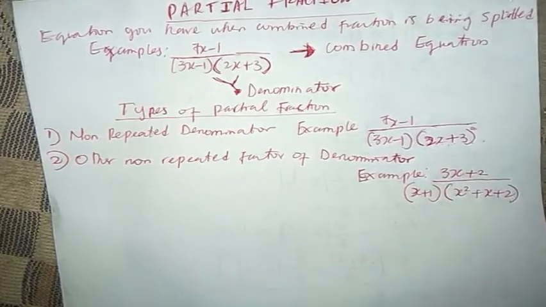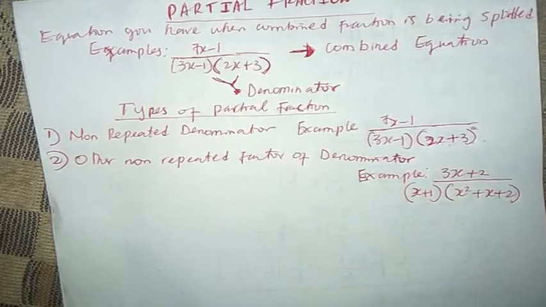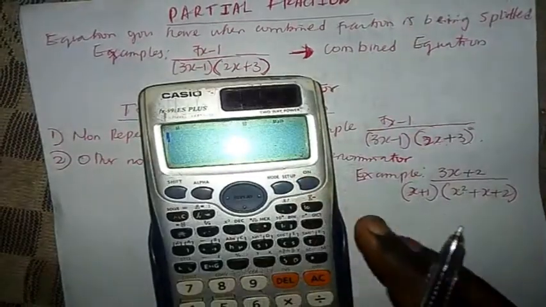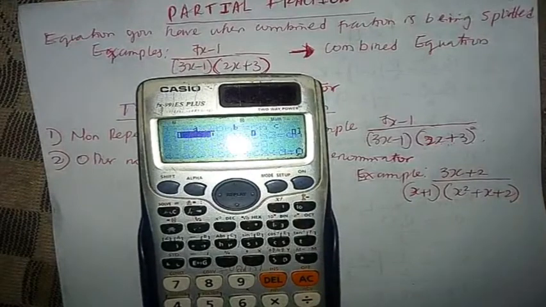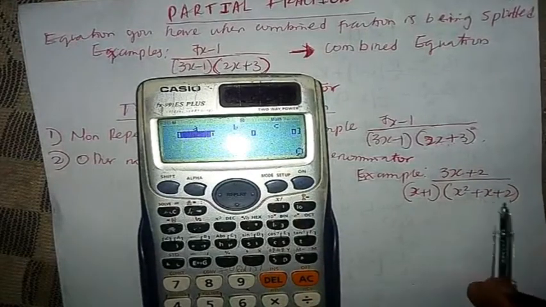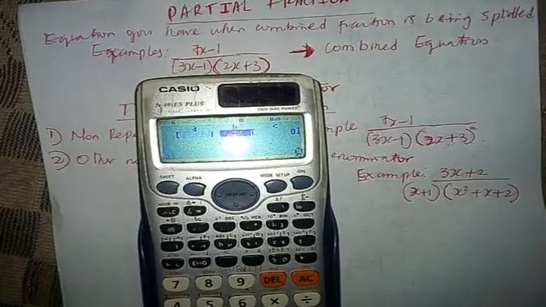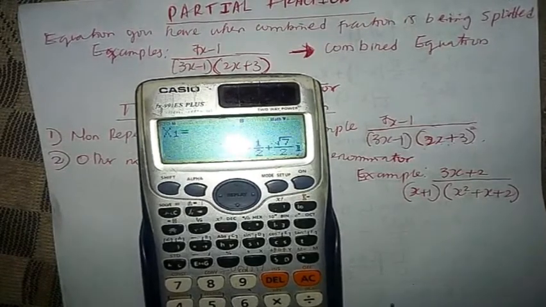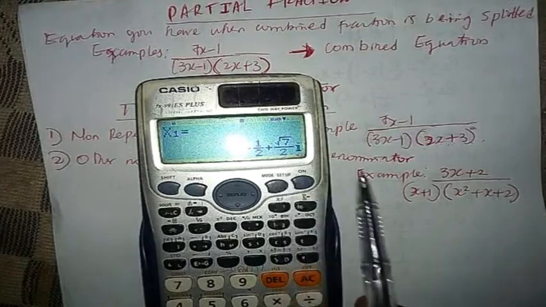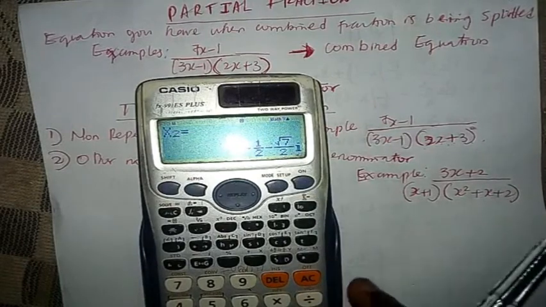The reason is, if we check this one with a calculator, we see that the quadratic factor cannot be split into 2. Let's check it out, everybody. This is 1, this is 1, and this is 2. They are going to have complex numbers, so it cannot be split into 2.